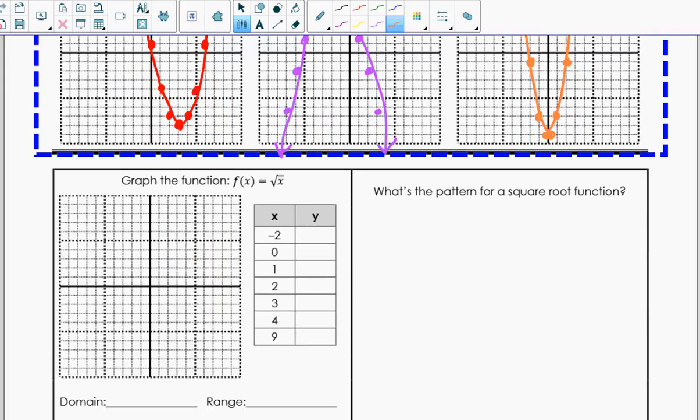So we have a table here, at least to start building. If you look, if your input is -2, our output, hopefully you're thinking a negative under the radical, it's going to be imaginary. We cannot graph imaginary on a real number plane.